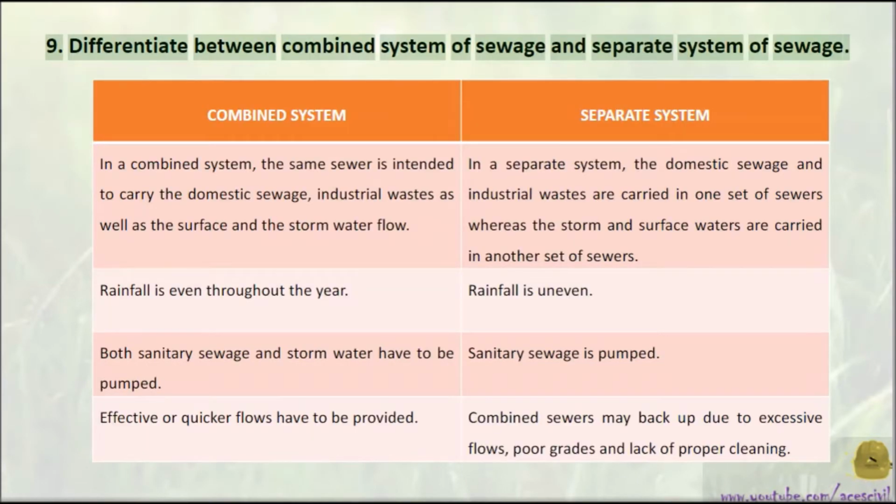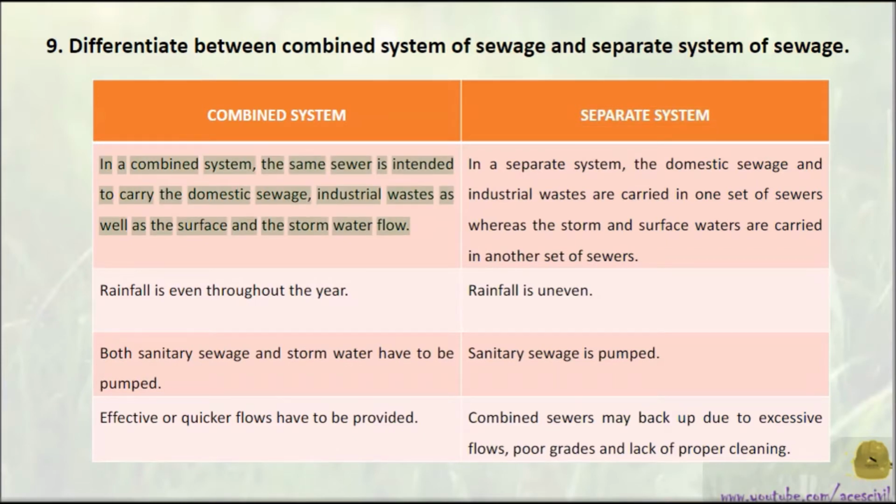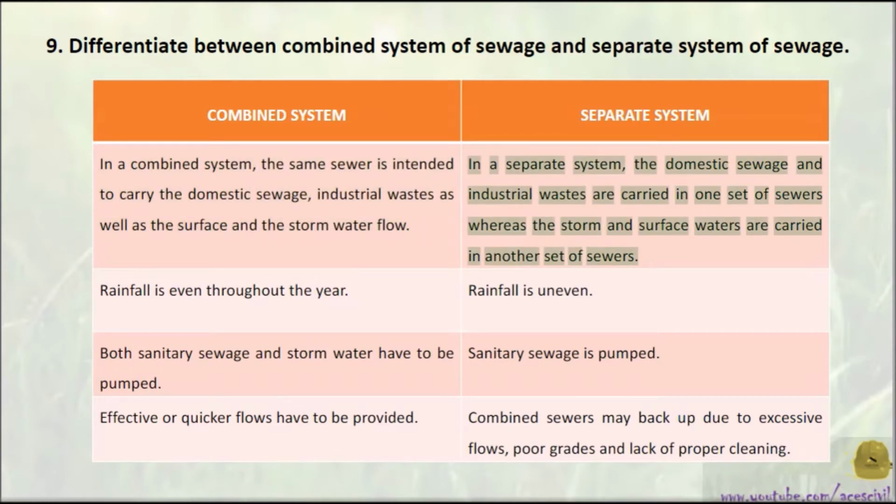9. Differentiate between combined system of sewage and separate system of sewage. Combined system: the same sewer is intended to carry the domestic sewage, industrial wastes as well as the surface and storm water flow. Separate system: the domestic sewage and industrial wastes are carried in one set of sewers, whereas the storm and surface waters are carried in another set of sewers.